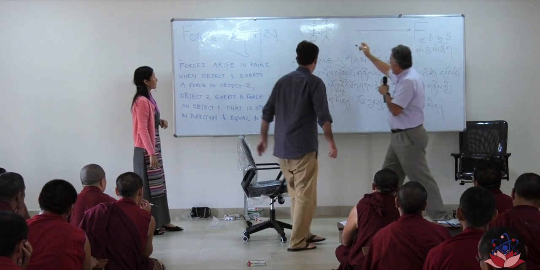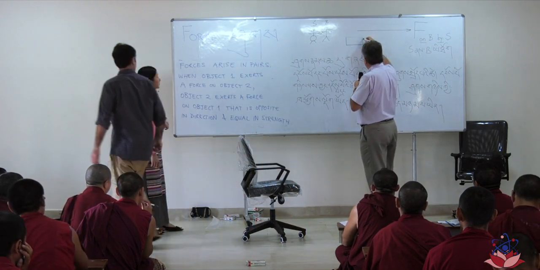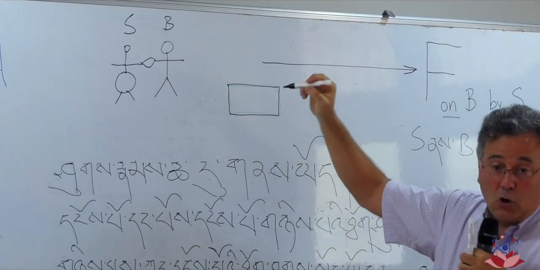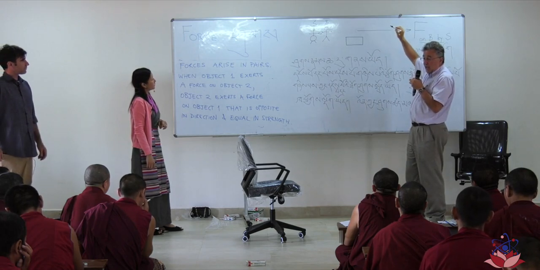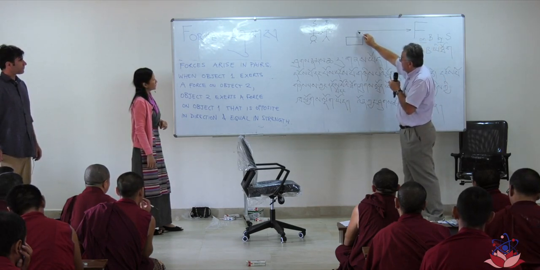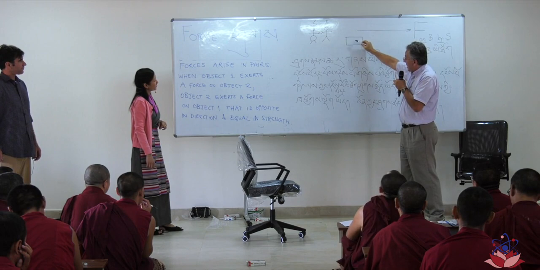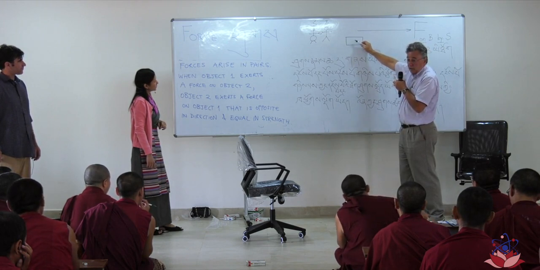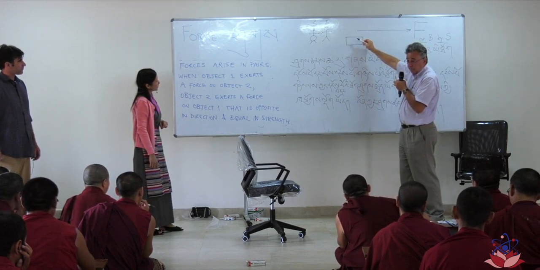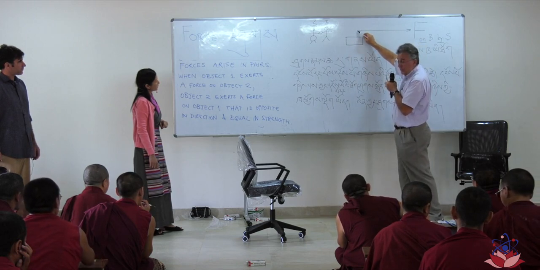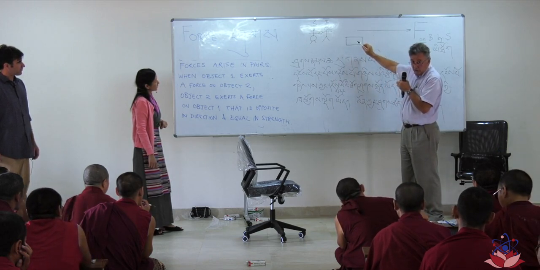And so here is a picture of the box. And we are going to draw the forces with their tails exerted on the box. We will draw the tail of the arrow on the box.